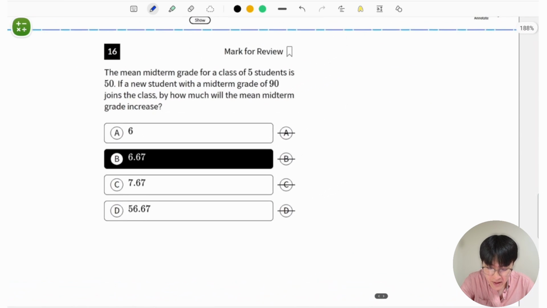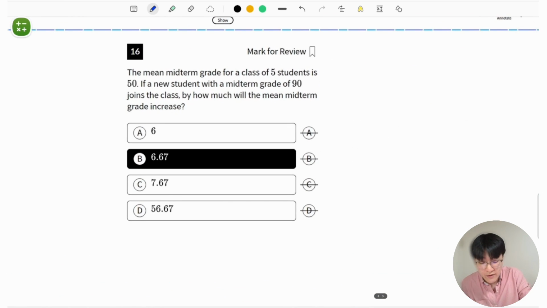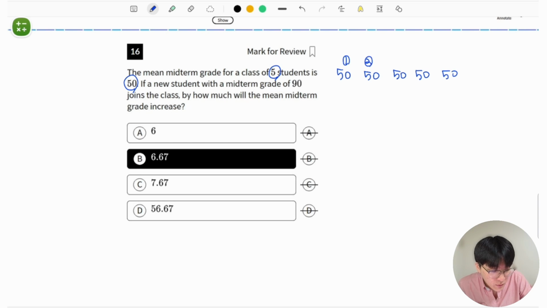Question number 16. The mean midterm grade for a class of 5 students is 50. If a new student with a midterm grade of 90 joins the class, by how much will the mean midterm grade increase? So, let's just say if the mean is 50, we can assume that each student got 50. 2, 3, 4, 5. That's student 1, 2, 3, 4, 5. And the 6th student got 90. That's the situation. So how much will the mean midterm grade increase?